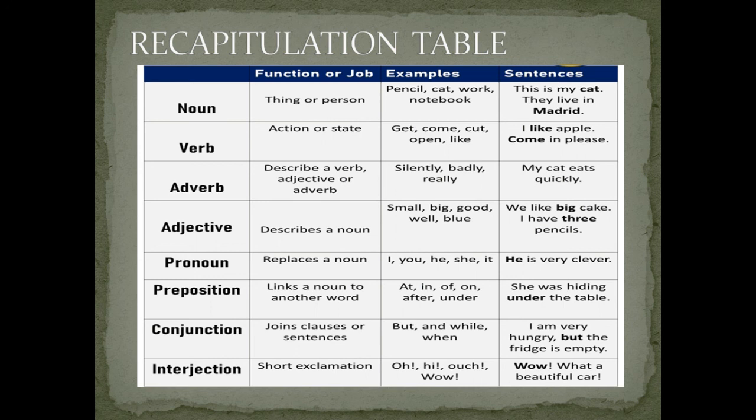You can easily get through your examination. See, in this column, noun: thing or person or animal, like that. For example, pencil, cat, work, notebook, whatever things come under noun will be there. And the sentence, this is my cat, they live in Madrid. Verb: actions or state. So verb you know very well that it is an action or a state. I have explained in detail. If you want to go through easily, this table column will be very helpful for you. So please go through it.